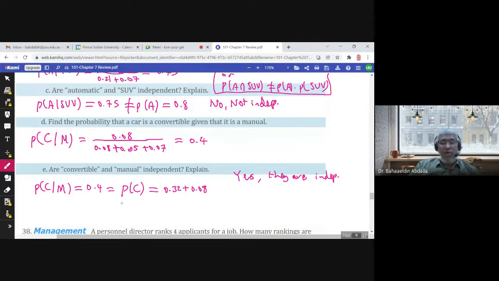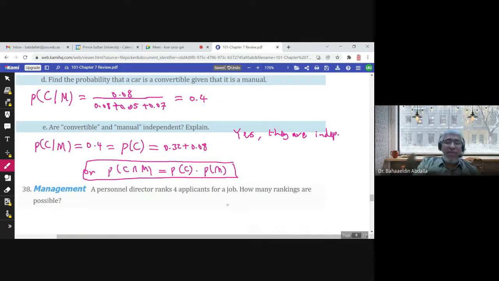And if you want here also, you can find the probability of C intersection M, and you will find that it's equal to probability of C times probability of M. These are always two ways to prove independence.